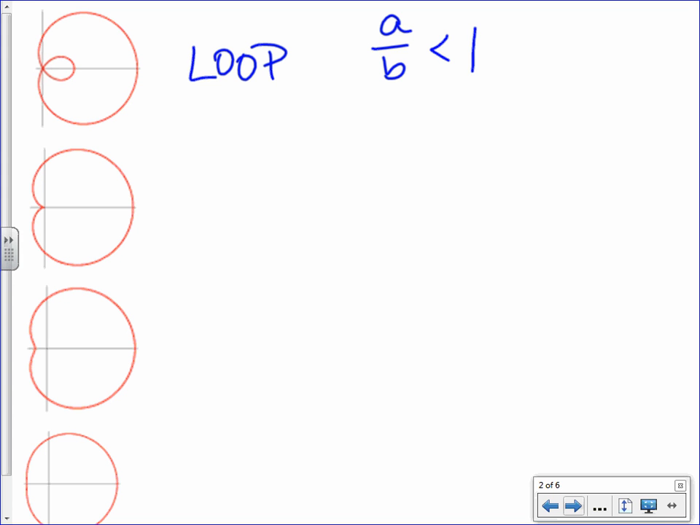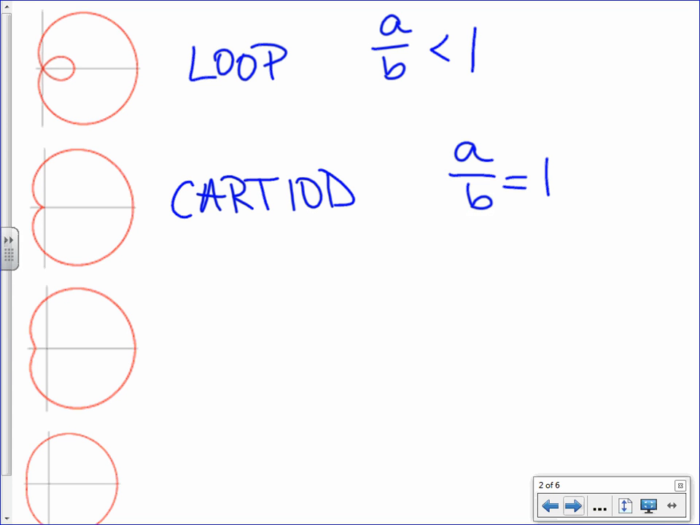Okay? What does this second one look like? It looks like a heart, doesn't it? It's called a cardioid. Get it? Okay. This happens when A divided by B is what? Equals 1. You should have these rules written down because you looked them up in your book, right?